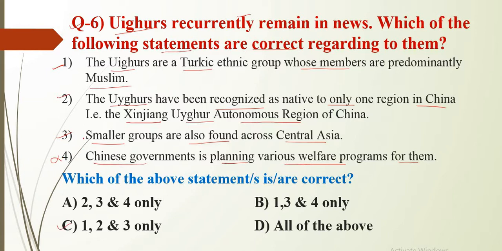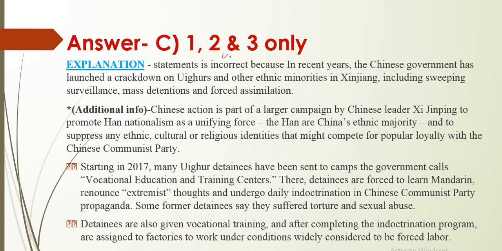Now let's check out the explanation part. Statement fourth is incorrect here because in recent years, the Chinese government has launched a crackdown on Uyghurs and other ethnic minorities in Xinjiang province, including sweeping surveillance, mass detention and forced assimilation. This Chinese action is part of a larger campaign by Chinese leader Xi Jinping to promote Han nationalism as a unifying force, as Han is China's ethnic majority, to suppress any ethnic, cultural or religious identity that might compete for popular loyalty with the Chinese Communist Party. Rest of the details are given here, you can read them. Now let's move on to the next question.